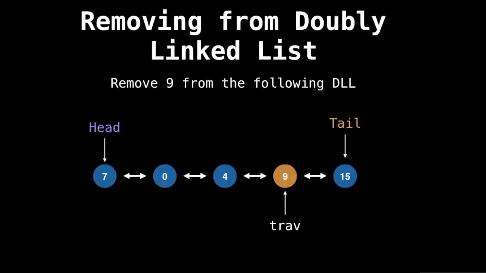Okay, we've reached 9, and we want to remove it from the list. To do this, set 4's next pointer to be equal to 15. We have access to 4 and 15 because they are trav's previous and next pointer, respectively. Similarly, set 15's previous pointer to equal 4. Notice that trav is now red, meaning it is ready to be removed. So we get rid of trav, and now if we flatten out the doubly linked list, we see that it no longer contains 9.